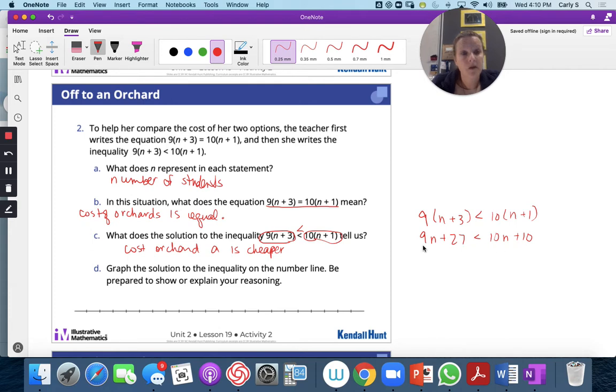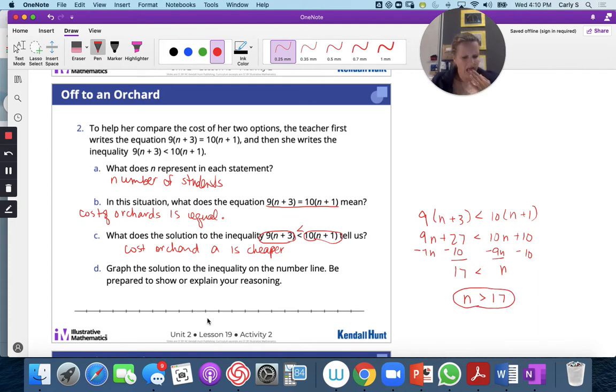Yep, just doesn't look right. So I'm going to subtract 9n from both sides, and I get n. I'm going to subtract 10 from both sides, and I get 17. So then I write it this way, when n is greater than 17.